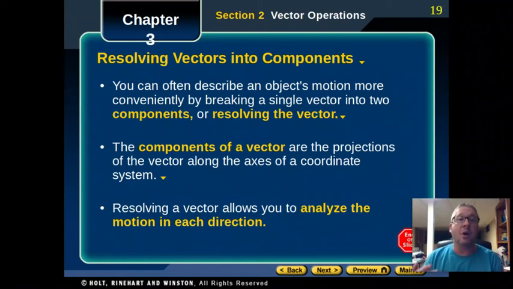So this is what we call resolving vectors into components. Those two components, the x and the y, or the horizontal and vertical, all came together to form the resultant vector. So now we're working in the opposite fashion.